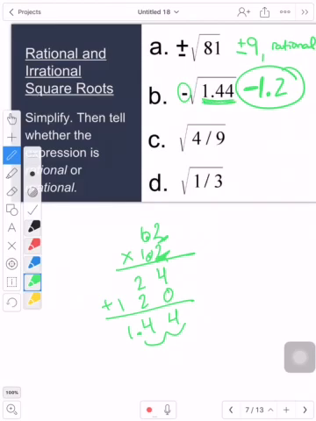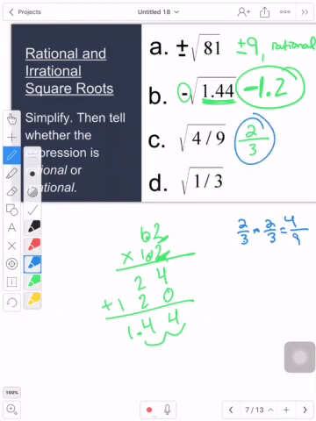Okay, next problem. We see that the answer should be positive because I see the principal square root symbol. And something times itself is 4, that would be 2. And something times itself is 9, that would be 3. And again, if you want, you can check your answer by remultiplying them out. Again, square root means something times itself equals the number that's underneath the radical. So 2 times 2 is 4, and 3 times 3 is 9. And so I know that my answer of 2/3 is correct.